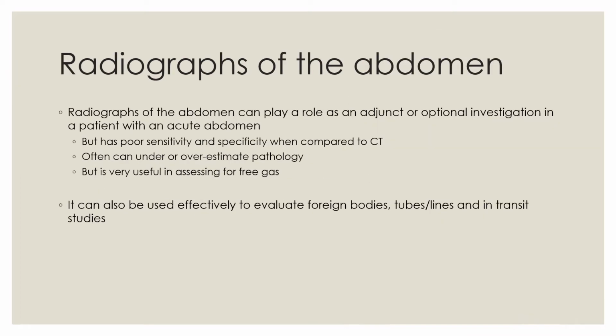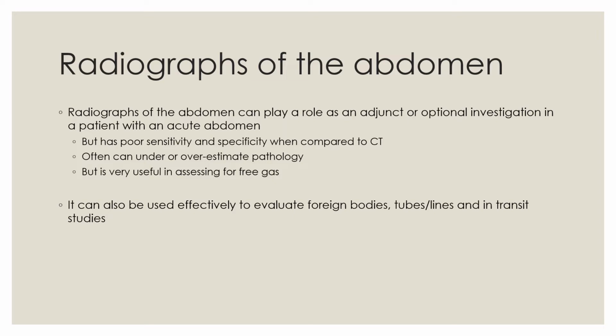So radiographs of the abdomen can play a role as an adjunct or optional investigation in a patient with an acute abdomen. The reason is because it has poor sensitivity and specificity when compared to CT, so often patients go immediately for a CT. It can overestimate pathology such as bowel obstruction in these patients, but is very useful in assessing for free gas.